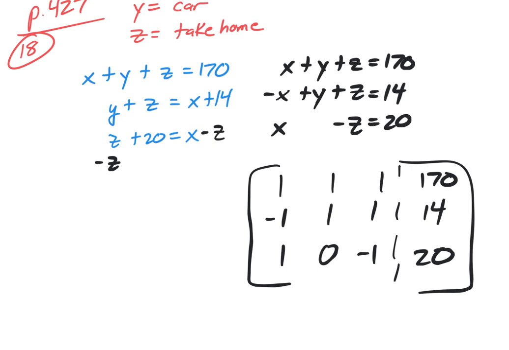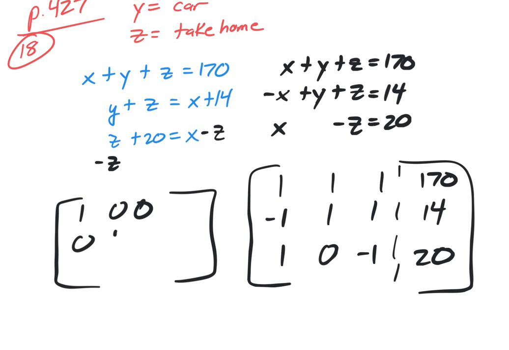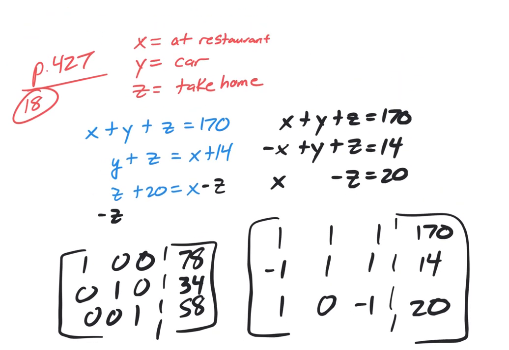Okay, and what I get here's our reduced row echelon form again. And then over here, we have a 78, we have a 34, and we have 58. So 78 is the number of restaurant meals eaten, 34 are in the car, and 58 are take home. And those three numbers should represent and satisfy those three equations, okay? And that's how you would kind of make sure that it does make sense with everything that we have.